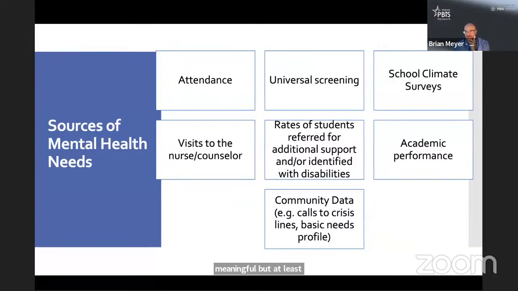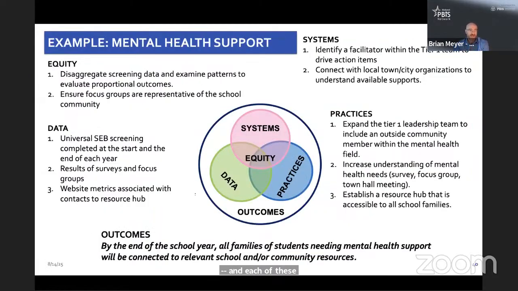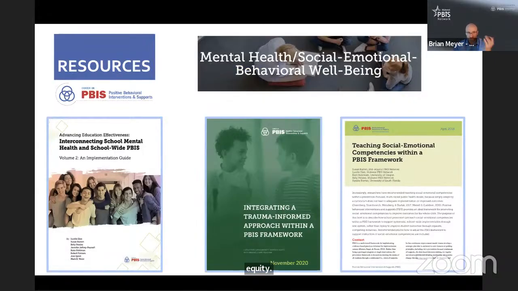So here's some different examples that we shared, ways to think about sources of mental health needs. And then this resource is in each of these sections I've included, if you're going to look at boosting mental health support, here are examples based on what we've demonstrated in the TFI that you could look at. Different practices, systems, data, equity. Again, at the end, more resources available to you.